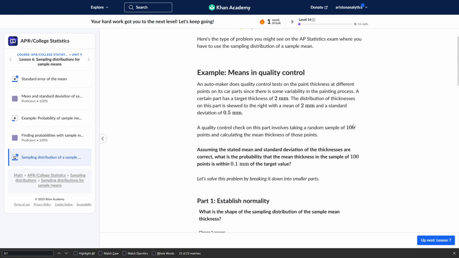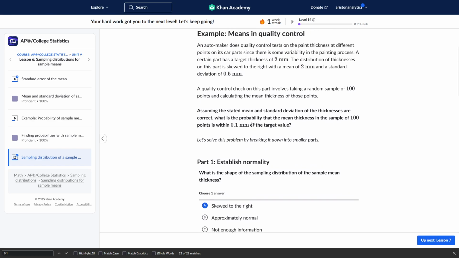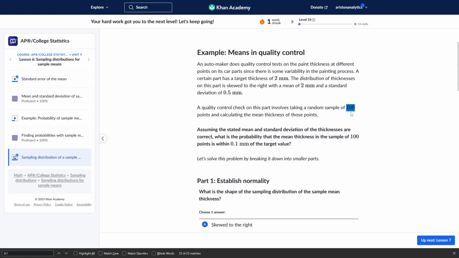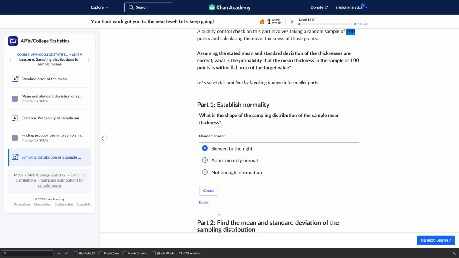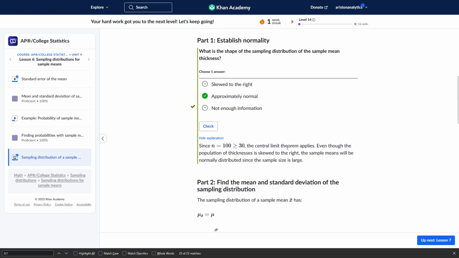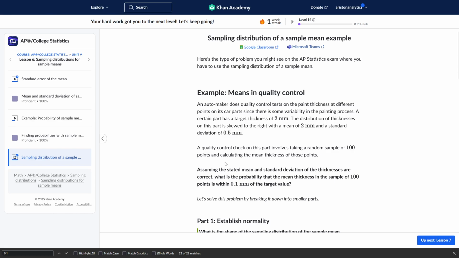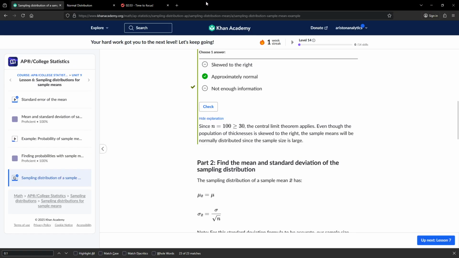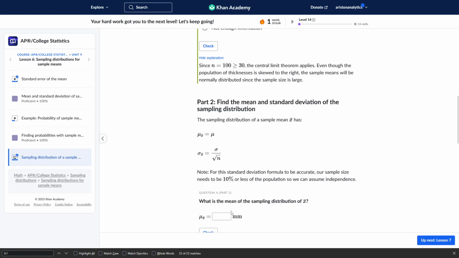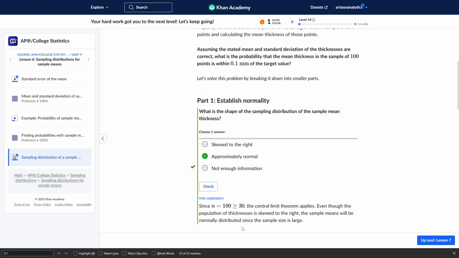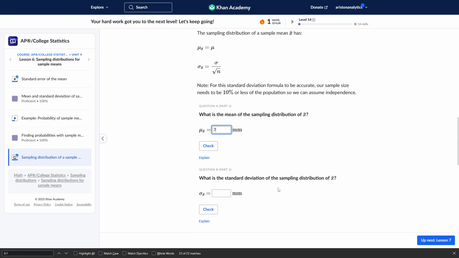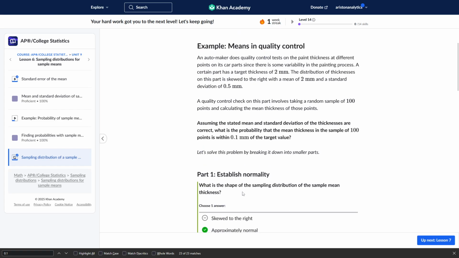Sample mean thickness. Is it skewed to the right, or is that approximately normal? Explain. Since n equals, okay, fine. So that's not 100 samples, that's n equals 100. Find the mean and standard deviation of the sampling distribution. What is the mean? 2 mm. What is the standard deviation? 0.5 mm.